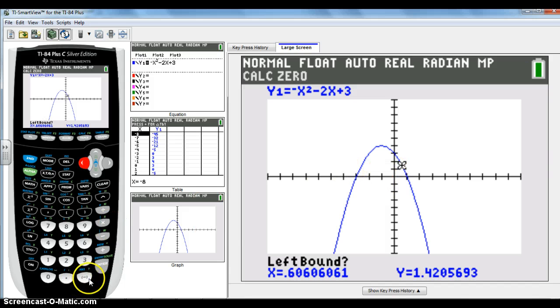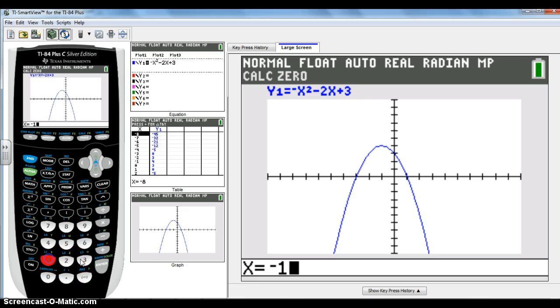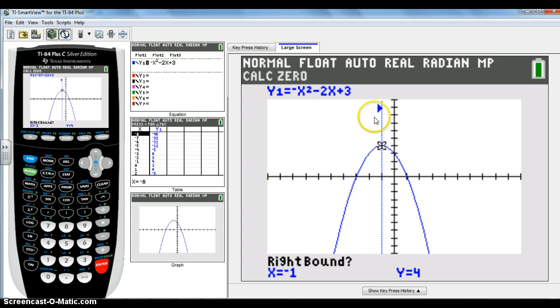Type in a number like, we know -1 is to the left of that. Enter. So that's to the left. Now it says pick one to the right. So let's pick 2, because we know that is for sure to the right of that. So 2. Enter. And now it asks for a guess, but we don't want to guess. We just want to hit enter. And there's our 0, 1.